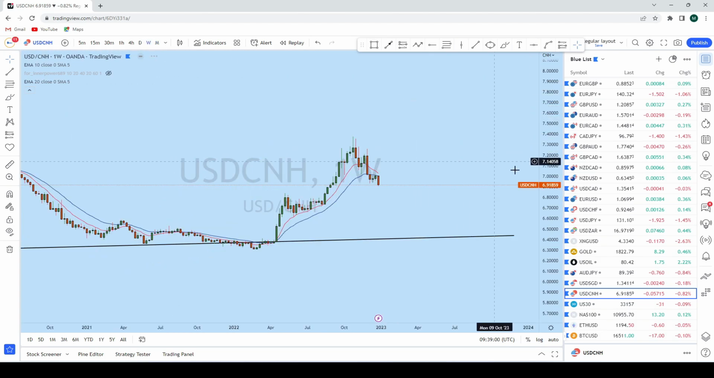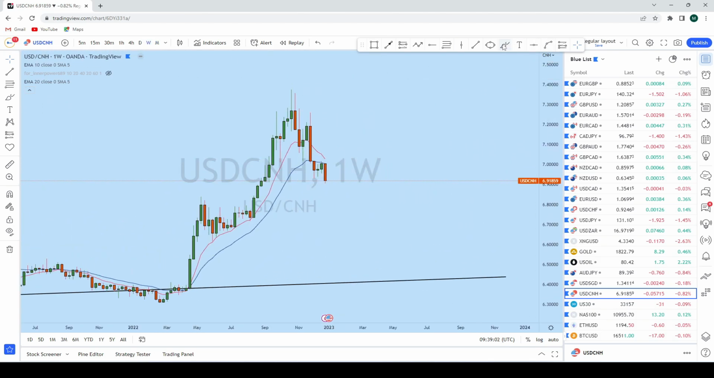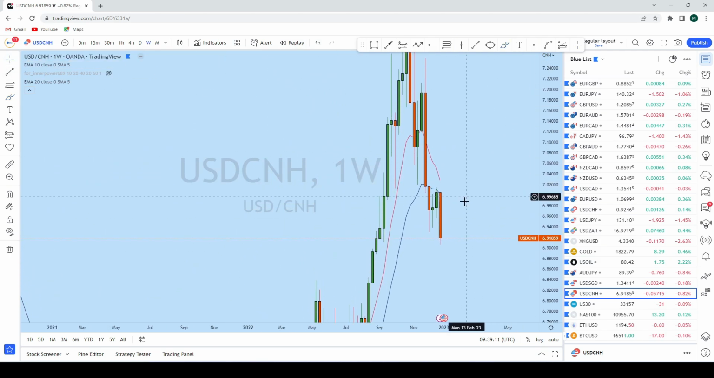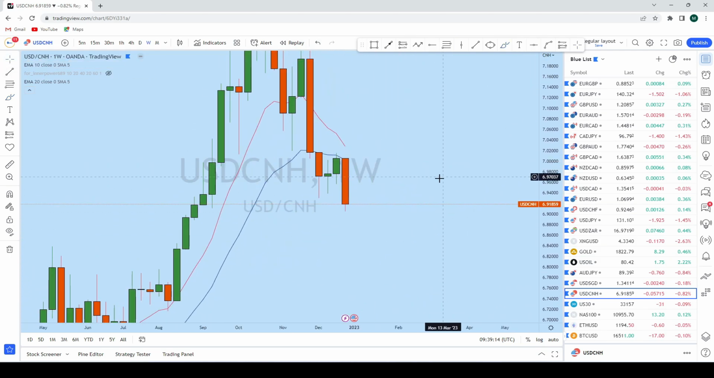If we look at the weekly perspective, we see that USDCNH has changed its uptrend to a downtrend. We see there's an impulse, a small correction. Now this week we have seen a wickless candle, a very long bearish engulfer.